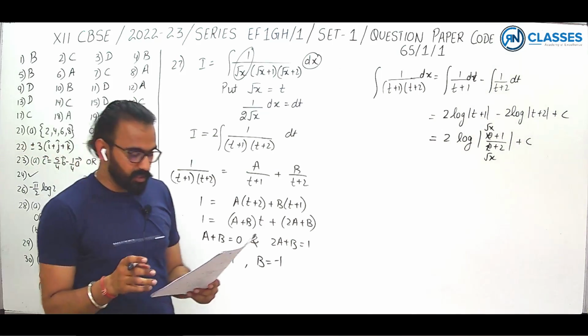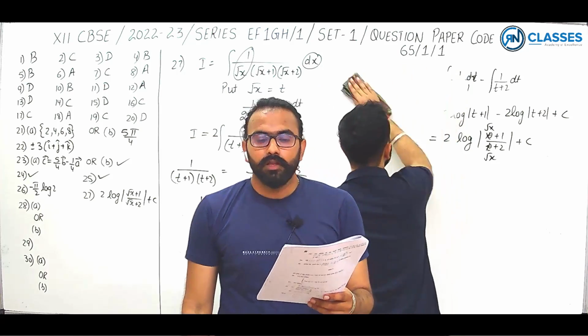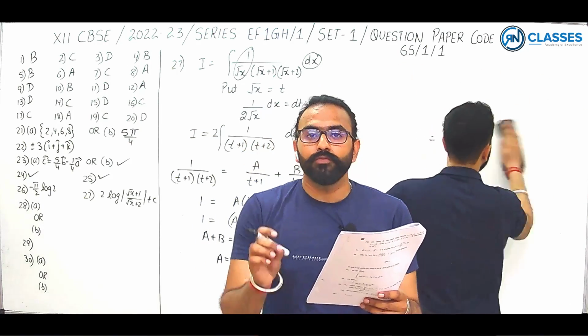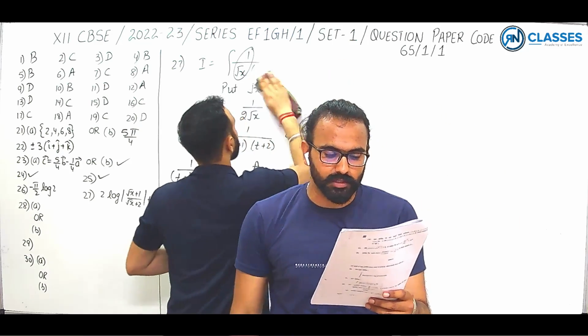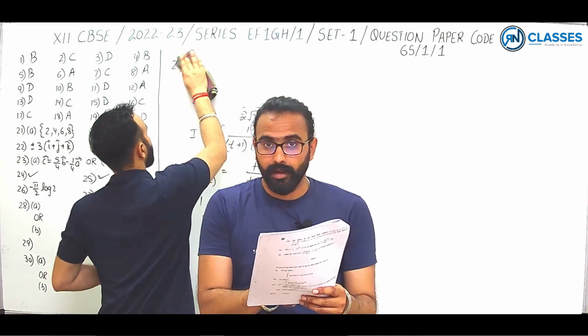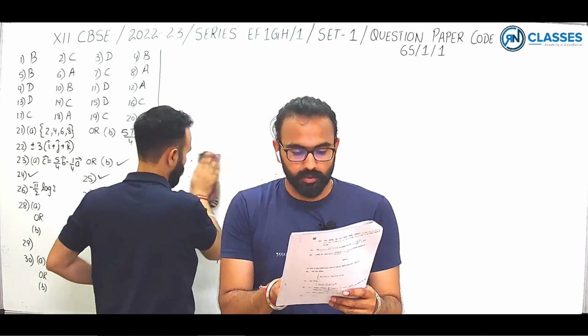Now passing on to question number 28. Again choice was given in this question. So first part is find the particular solution of the given differential equation, and also it was given that y of 0 is equal to 0.